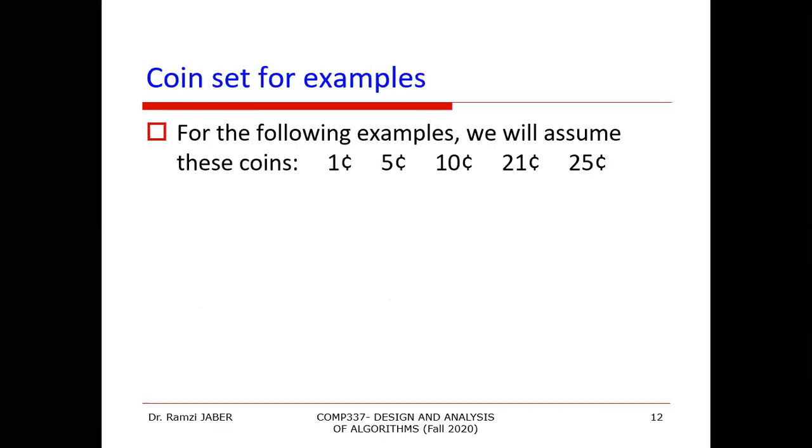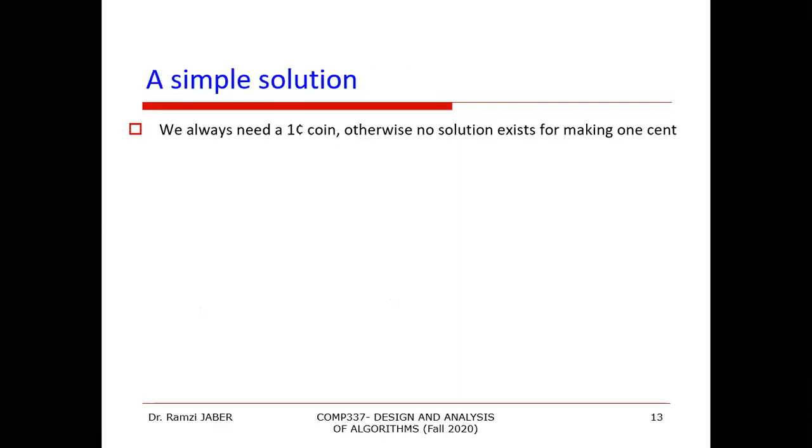Example, if we have the following coins: 1 cent, 5 cent, 10, 21, 25 cent, okay? This is given. We have these coins. We will use 22 cent and 63 cent as our goal. We always need, in a simple solution, a 1 cent coin. Otherwise, no solution exists because we must have 1 cent.